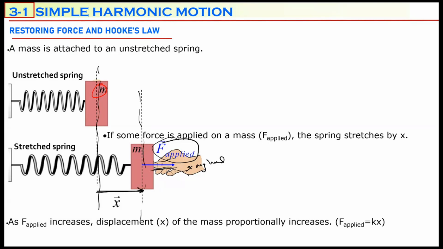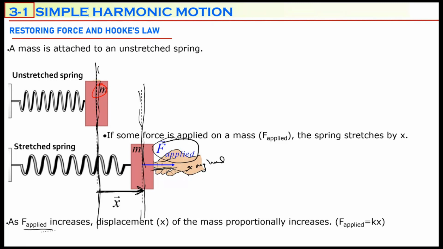So the stretching is X. This spring is stretched by a distance X. And also this mass is displaced the same distance X. So the mass position has changed. It was initially in here, but now in here. So the displacement of the mass and the amount of stretching of the spring are equal.